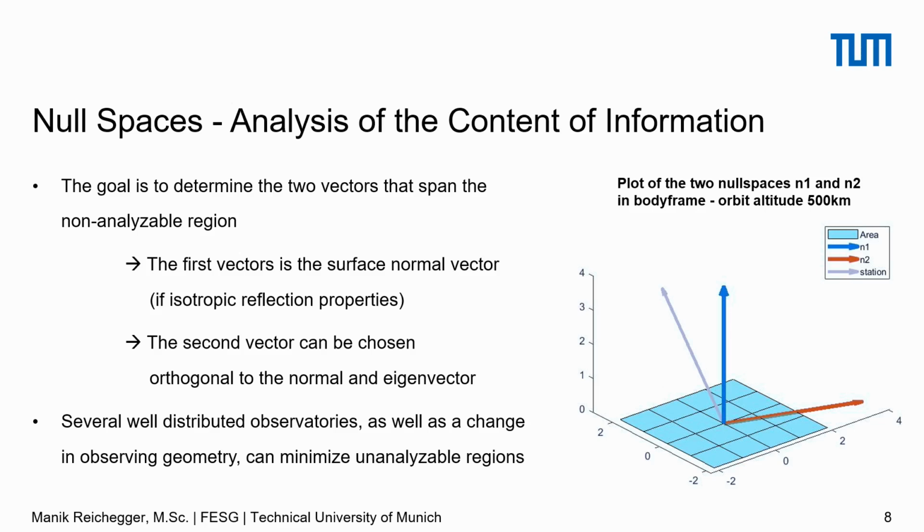If the orientation of the object or the position with respect to the observer is changed, the vector N2 moves and the non-detectable area changes. By a well-distributed multistatic mesh of observations, as well as by the change of the observation geometry during the pass, these non-analyzable regions change, and this area can be minimized.